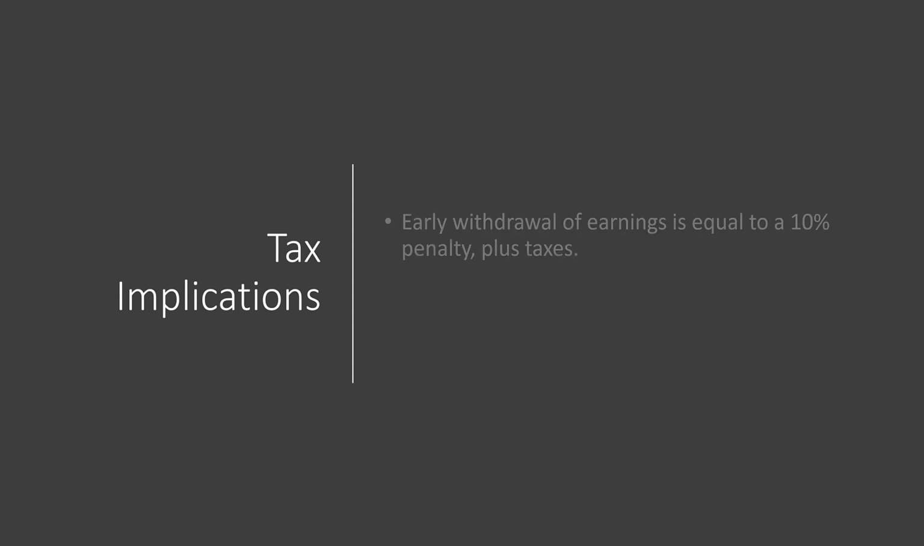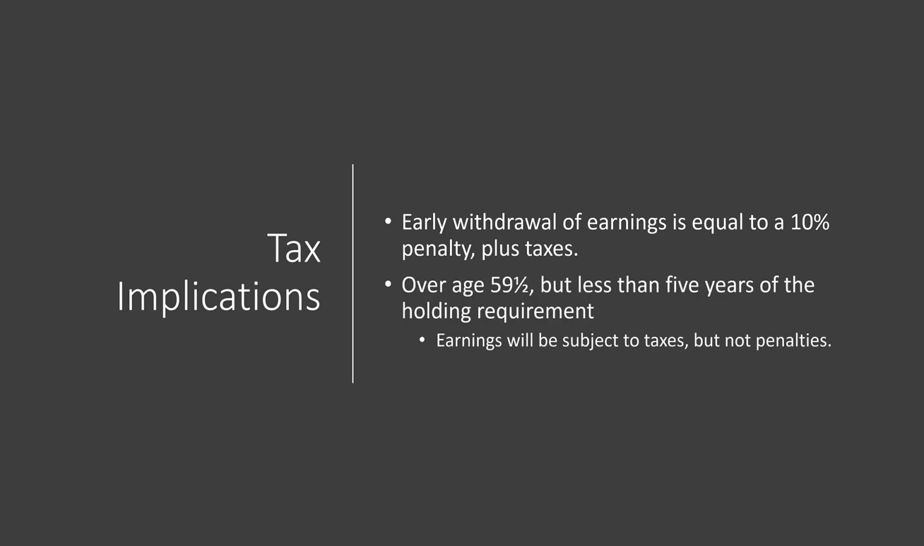Now, the tax implications. Well, like I said, early withdrawal of earnings is equal to a 10% penalty plus taxes. So anything you take out before the age of 59 and a half, you will have to pay taxes. Again, these are only on your earnings, not what you've contributed, your earnings only. So basically your profits. However, if you're over the age of 59 and a half, but you've had the account for less than 5 years, your earnings will be subject to taxes, but you will not have to pay the 10% penalty. So if you're 59 and you've only had the account for 3 years, you'll have to pay tax on your earnings. But the 10% penalty, that basically gets waived. So that's something to keep in mind.